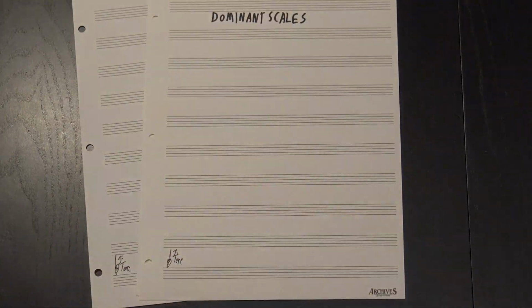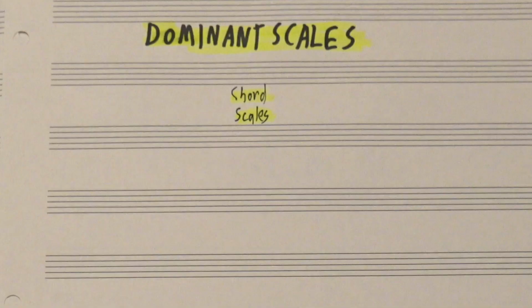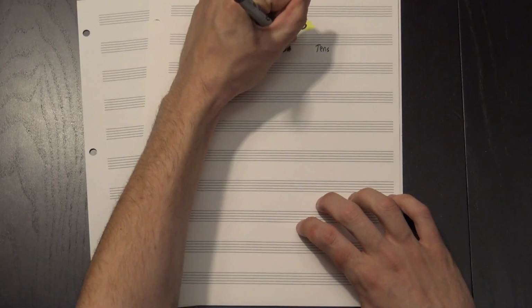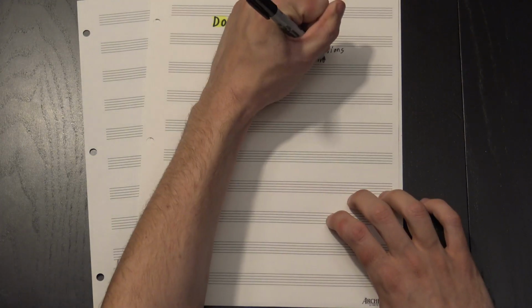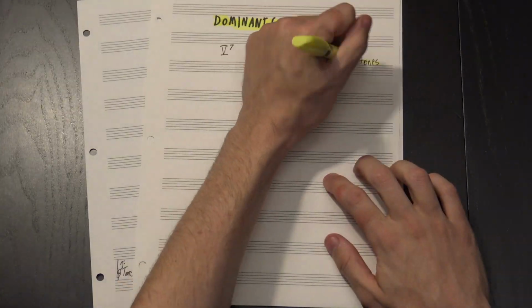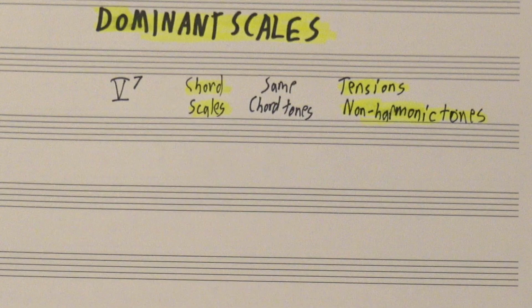Today we're going to talk about dominant scales. These are a special type of chord scale which, as you might guess, can be used over a dominant 7th chord. They all have the same chord tones, but they can vary greatly in terms of tensions and non-harmonic tones, so if you need to review those, now's the time.